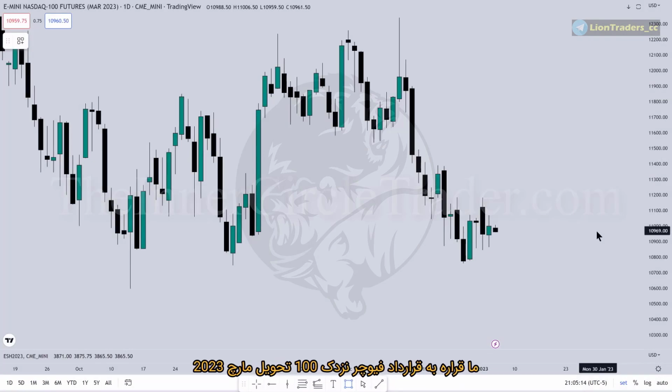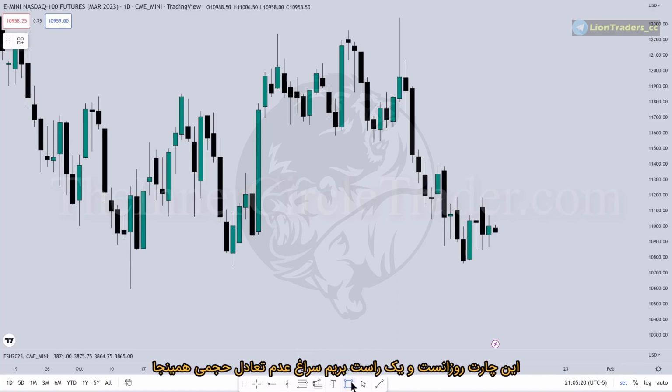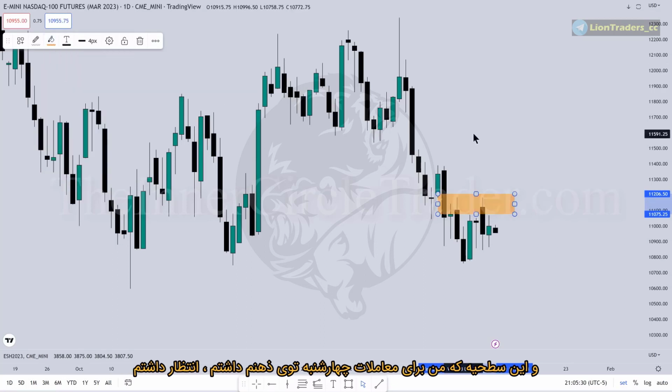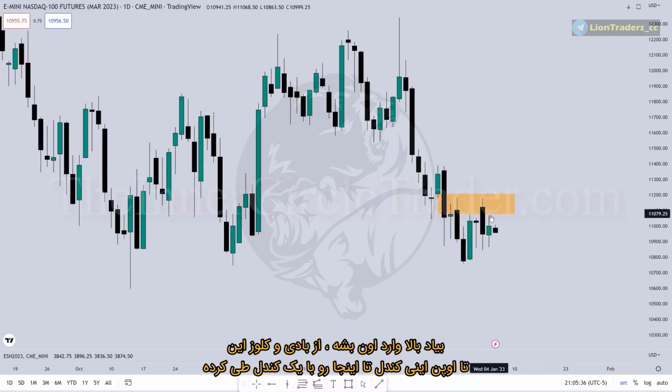We're going to be looking at the NASDAQ 100 Futures March delivery contract for 2023. This is our daily chart. And let's go right into the volume imbalance right in here. And this is a level I had in mind for Wednesday's trading. I was expecting it to trade up into that.